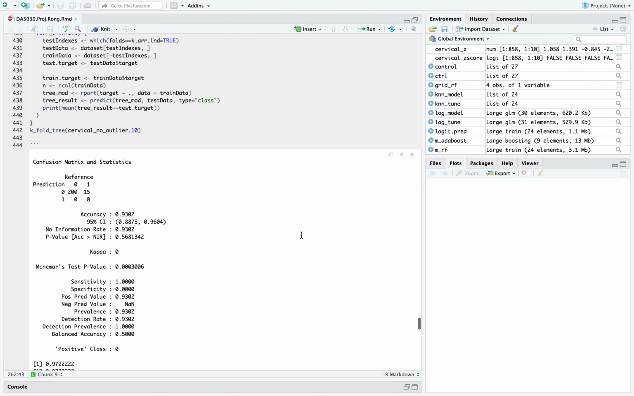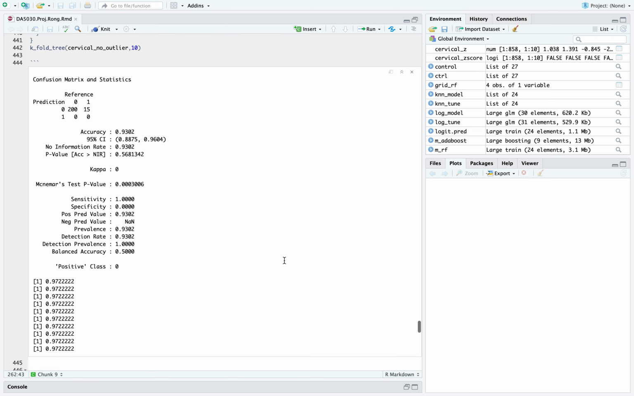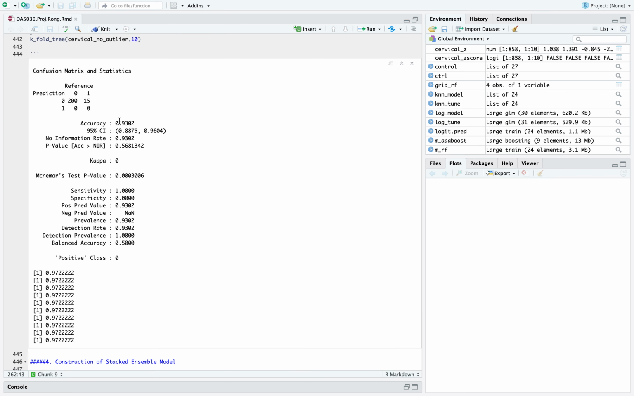It's also the same for the decision tree. Actually, the accuracy is the same.